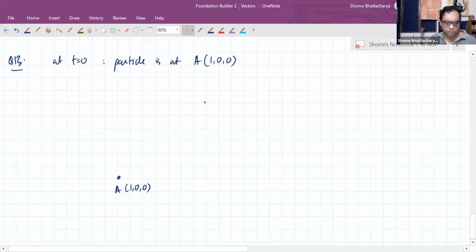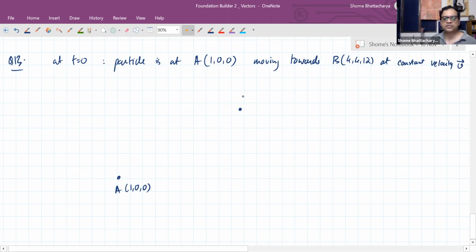Okay. Now it is moving at a constant velocity. So it is moving towards another point, let's say B, which is given by the coordinates 4 comma 4 comma 12. Okay. At constant velocity. So let's take that velocity vector as v. So let's say the point B is somewhere here.